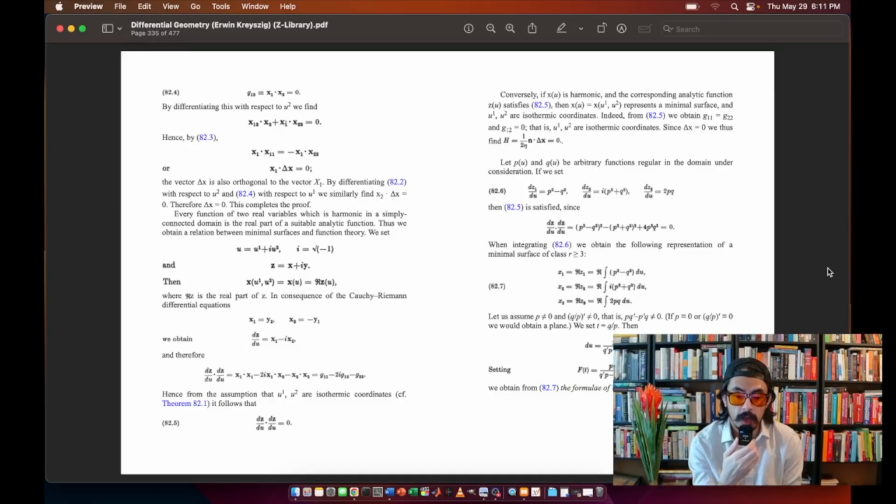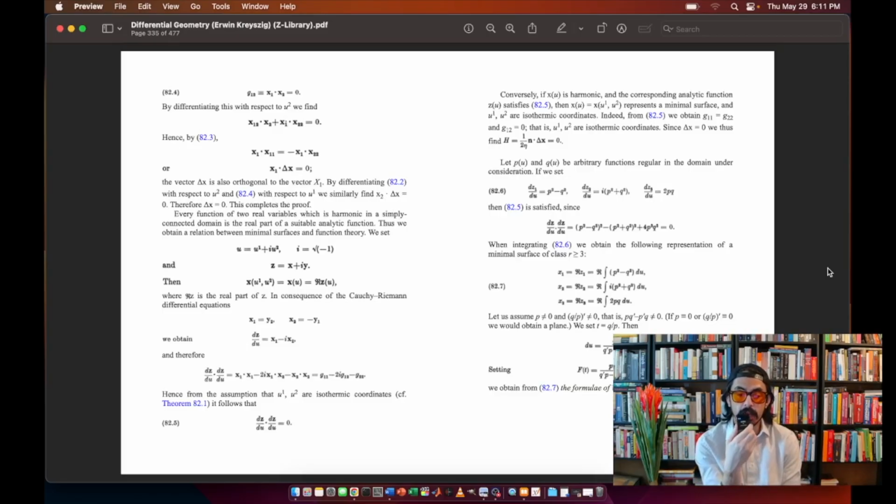Now let us assume that p is non-zero and the derivative of q over p is non-zero. That is, p times q prime minus p prime times q is non-zero. If p is equivalent to 0, or if the derivative of q over p is equivalent to 0, then we would obtain a plane. So that's why we're making those assumptions.